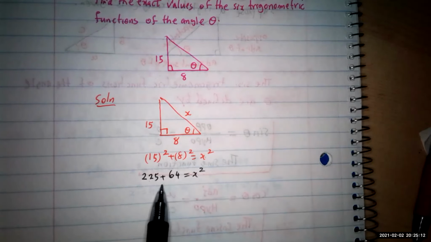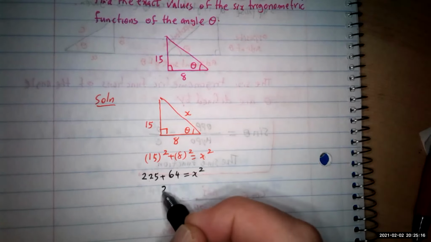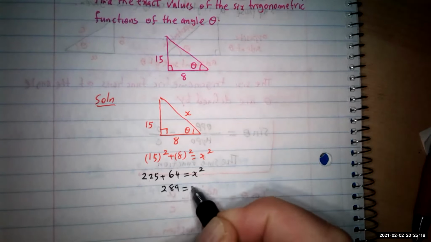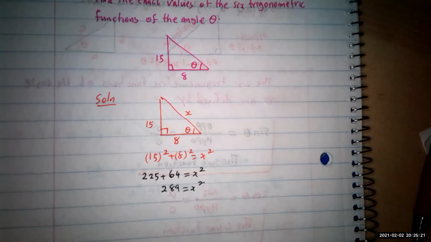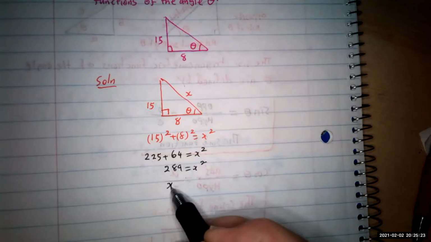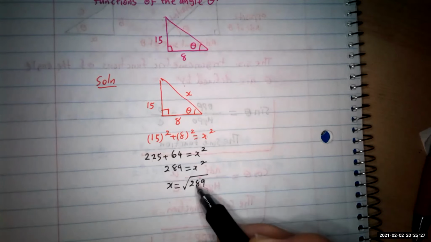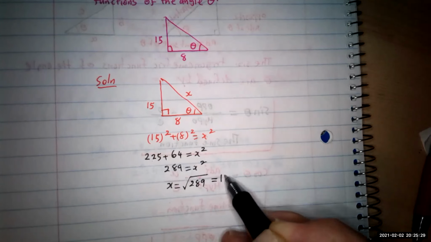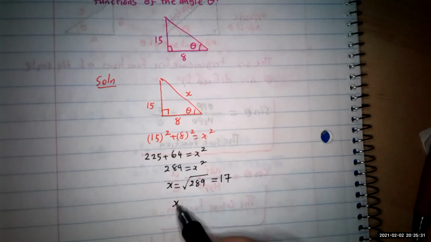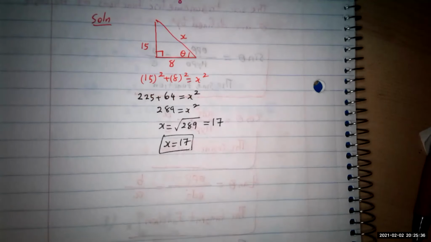Okay, this would be 289. So that's going to be 289 equal to the x squared. You take the square root. Remember, positive number. So you check your calculator. It's probably 17. Okay, so x is equal to 17. Any question?